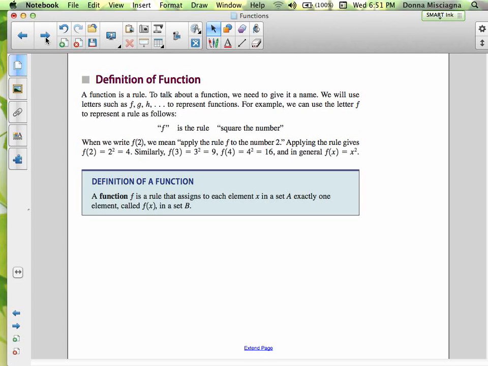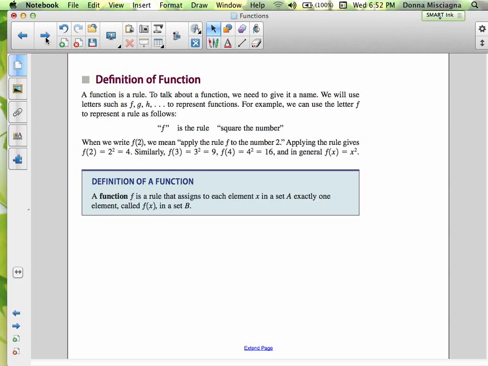All right, so when we write f of 2, that means we're applying the rule f to the number 2. Applying the rule gives f of 2 equal to 2 squared, or 4. Similarly, f of 3 would be 3 squared, or 9, and f of 4 would be 4 squared, or 16. And in general, the equation that represents that rule is f of x equals x squared. Right? And once I've defined a function, once I've said that f of x equals x squared, I can just call that function f of x.